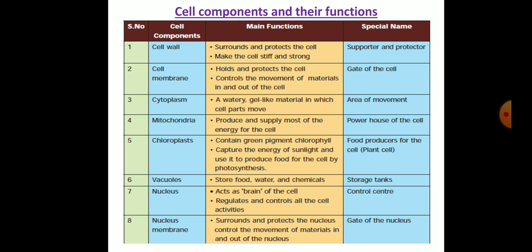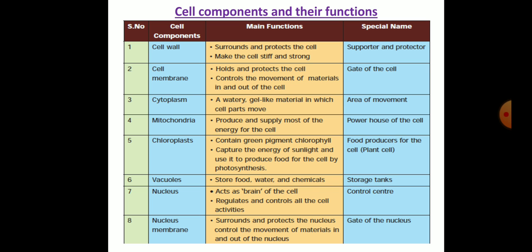For cell wall, the main function is it surrounds and protects the cells, makes the cell stiff and strong, and its special name is supporter and protector. For cell membrane, the main function is it holds and protects the cells, controls the movement of materials in and out of the cell. The special name for cell membrane is gate of the cell. For cytoplasm, the main function is a watery gel-like material in which cell parts move. The special name is area of movement. For mitochondria, the main function is to produce and supply most of the energy for the cell. The special name is powerhouse of the cell.